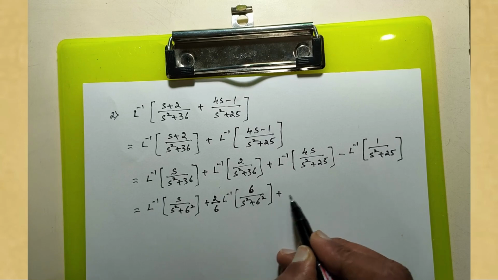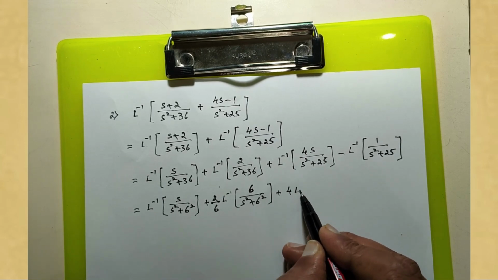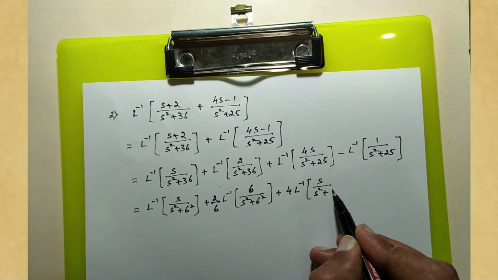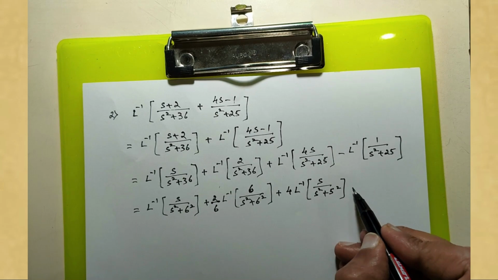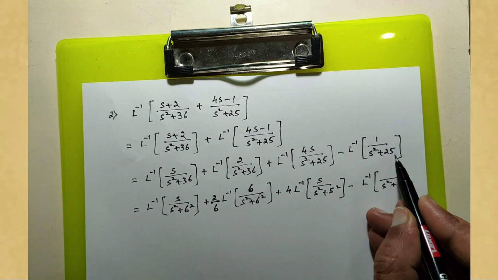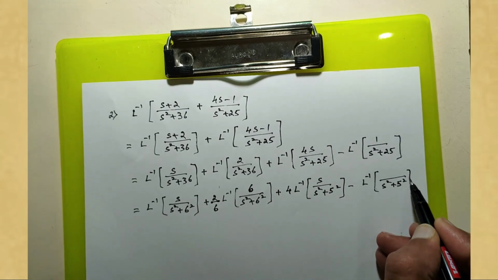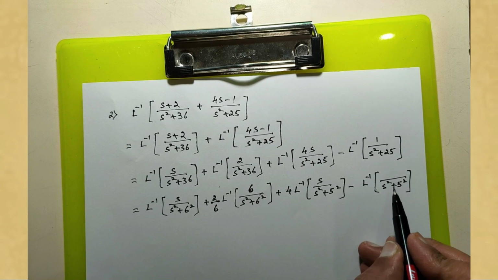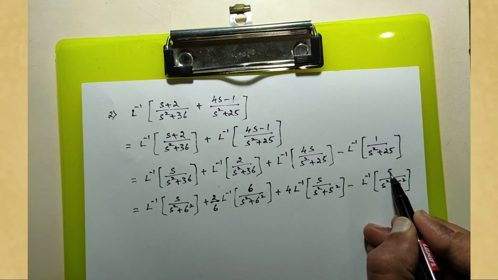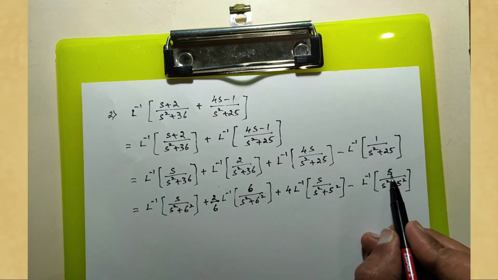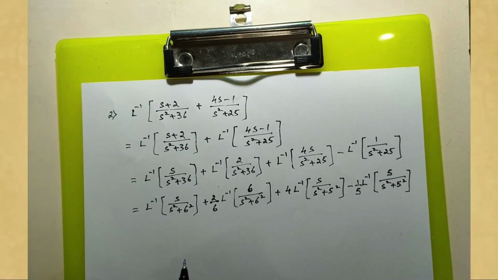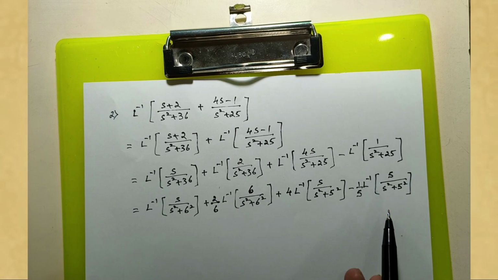Coming to this value, plus 4 I can take outside, L inverse of s by (s square plus 25), which can be written as 5 square. Minus L inverse of, so s square plus 25 can be written as 5 square, but either it should be s by or a by. S is not there here, so the only possibility is a by, so a value is 5. I can't just multiply by 5, so I have to divide by 5 to compensate for this multiplication of 5. Now every expression is in the standard form.